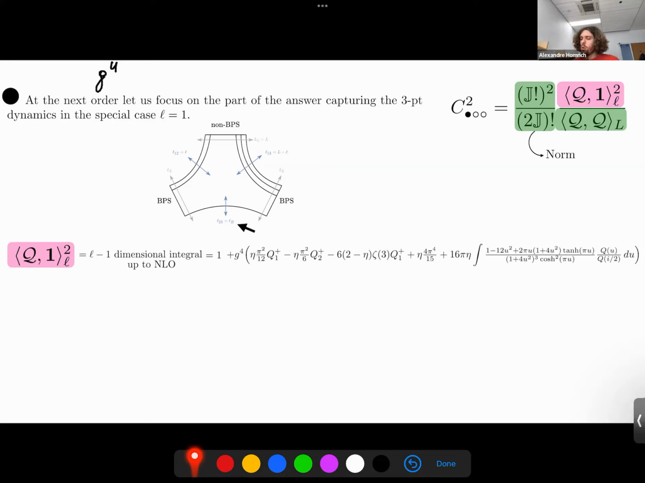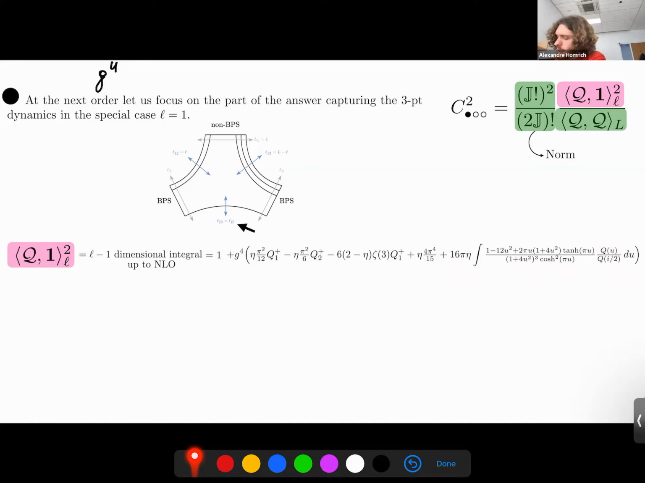The result is that the simple factor of 1 at the tree level and 1 loop becomes this at 2 loops. And here I emphasize a number of points. First, we had an L minus 1 dimensional integral up to next to leading order. And now we have this bunch of contact terms, which depend once again on these higher conserved charges of the operator, Q1 and Q2. And then it has a piece that's an integral of the Q function against some measure.